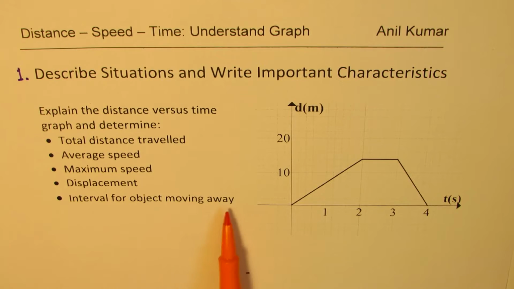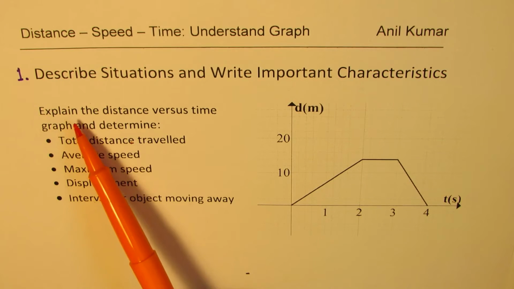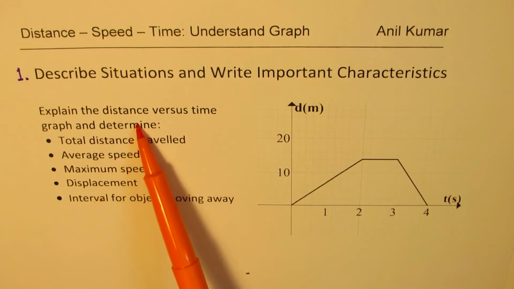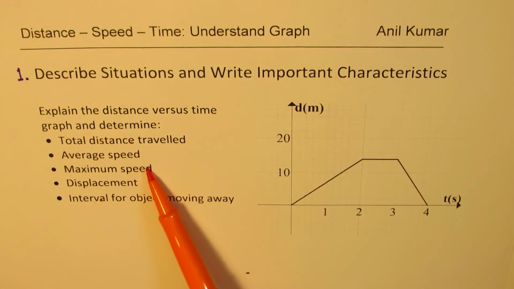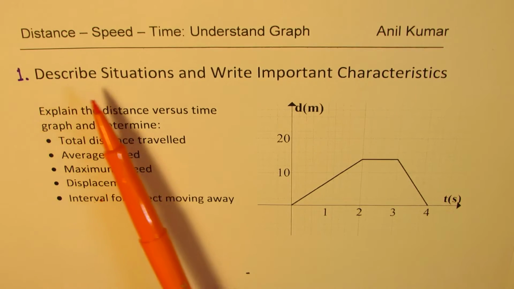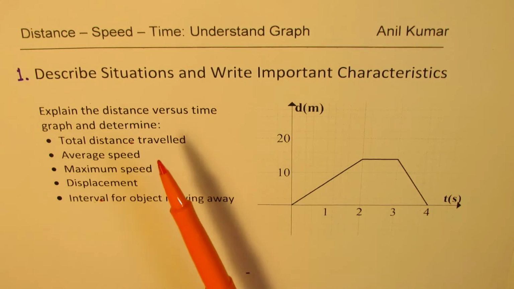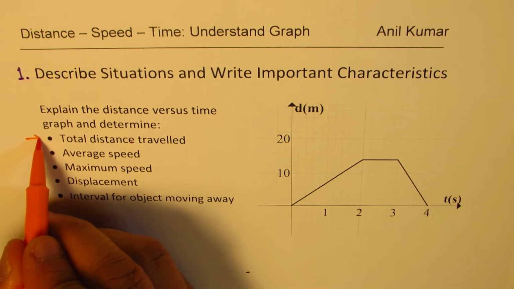for object moving away. So in such questions, it is always better to answer these questions and then explain the distance versus time graph. So it becomes easier for us to explain since we'll have some values which we can use in our explanation. So I hope that point is absolutely clear, right? So we'll go kind of backwards, and then later we'll see how to describe the situation. Is that okay? So we should begin from these items, correct?